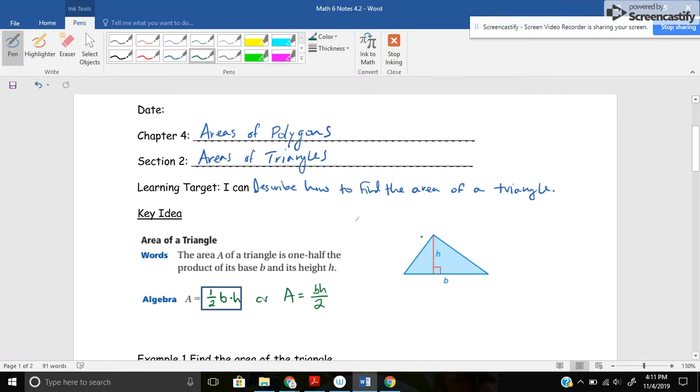Here's a representation of it. Base times height. Height is always that 90-degree angle, so from the top of the triangle to the base. We're not interested in the slant height. Slant height you'll need to know later on in your math career, but not yet. So we're going to be using this formula a lot today: half times base times height.